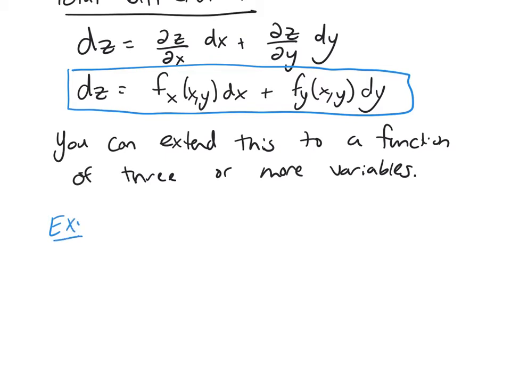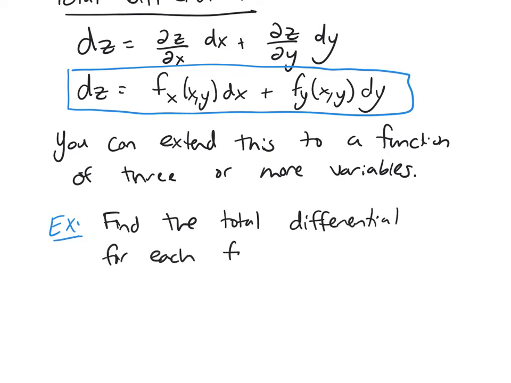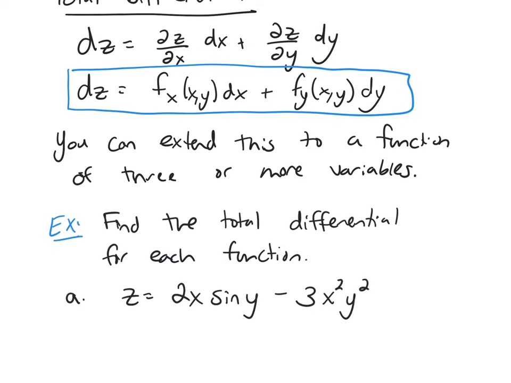So find the total differential for each function. So we're going to start with the first function being z equals 2x sine y minus 3x squared y squared.